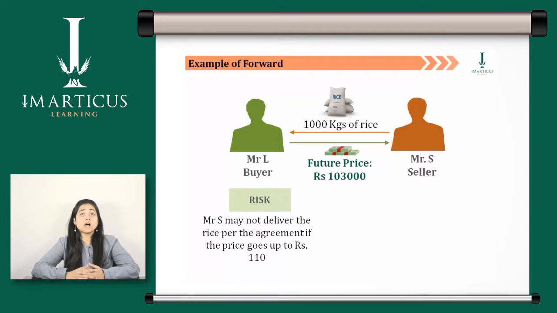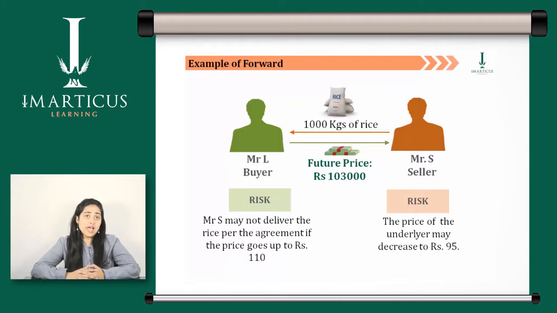If the price goes up to rupees 110, Mr. S will still have to sell it at rupees 103. The risk here for Mr. S is that the price of the underlier may decrease to rupees 95, following which Mr. L may not want to fulfill the contract and still buy it at rupees 103.